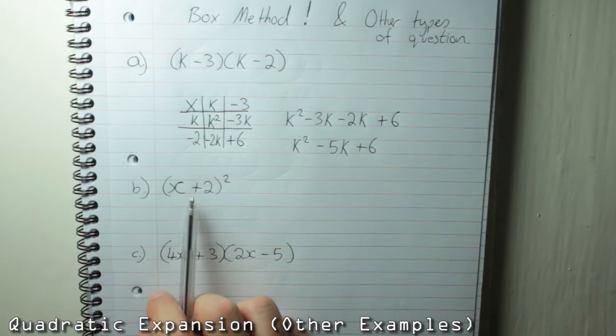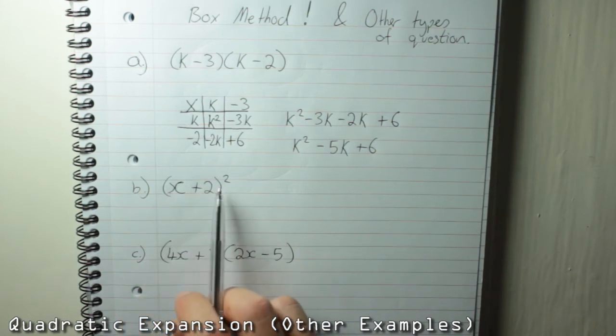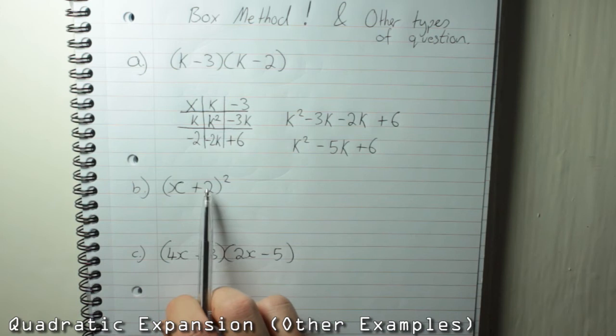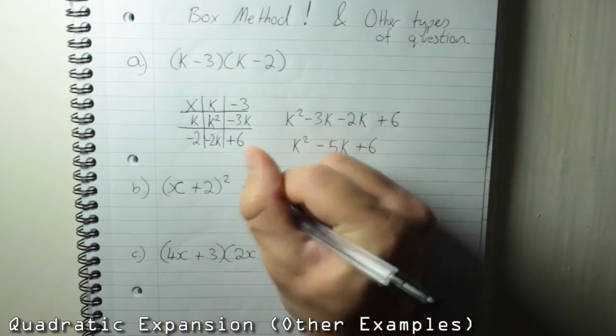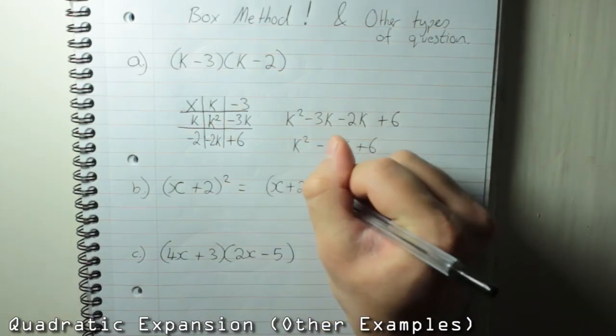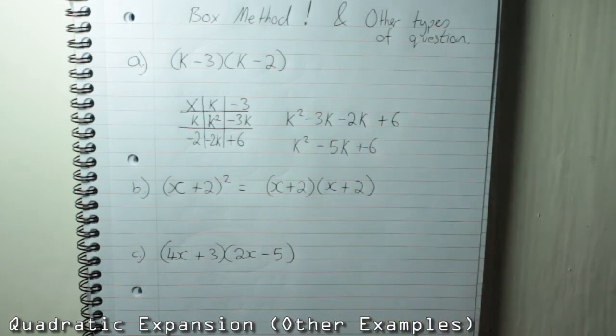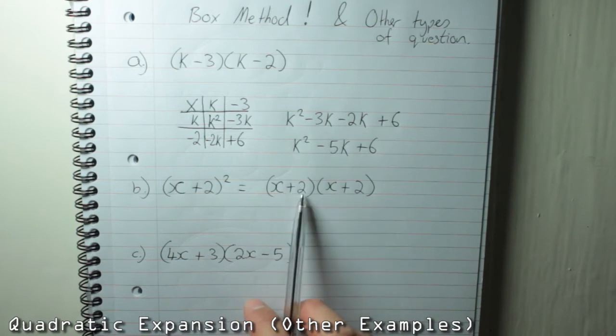Here's a question. It's actually pretty similar to all the ones we've done so far. It says x plus 2 in brackets all squared. What does that mean? It means we're doing x plus 2 multiplied by x plus 2, which is the same as writing it like x plus 2 multiplied by x plus 2. So that kind of question we've already looked at. So we do it in exactly the same way as before.